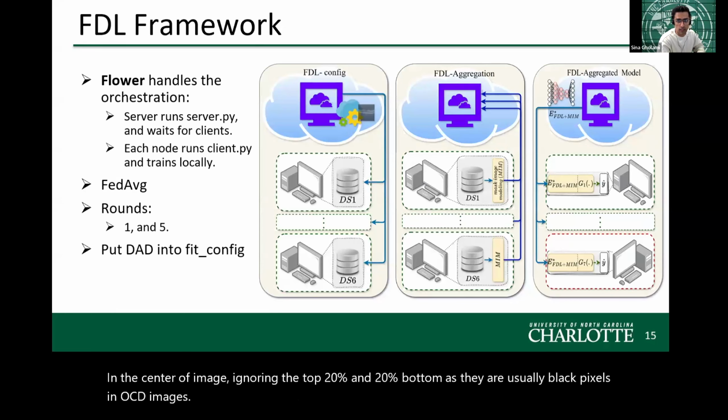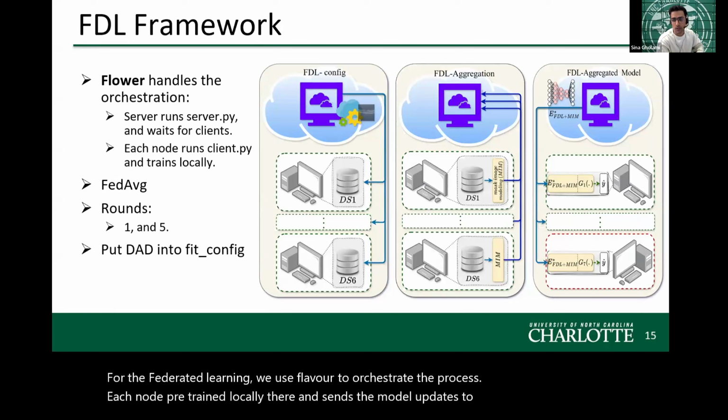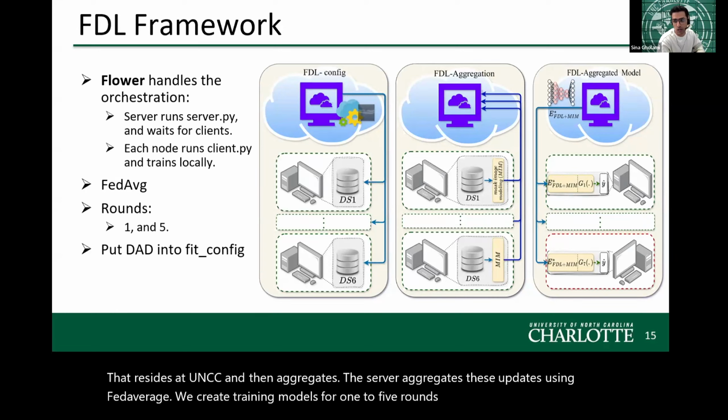For the federated learning, we use Flower to orchestrate the process. Each node pre-trains locally and sends the model updates to the central server that resides at UNCC, and then the server aggregates these updates using FedAvg. We pre-train models for 1 to 5 rounds and compare the performance.